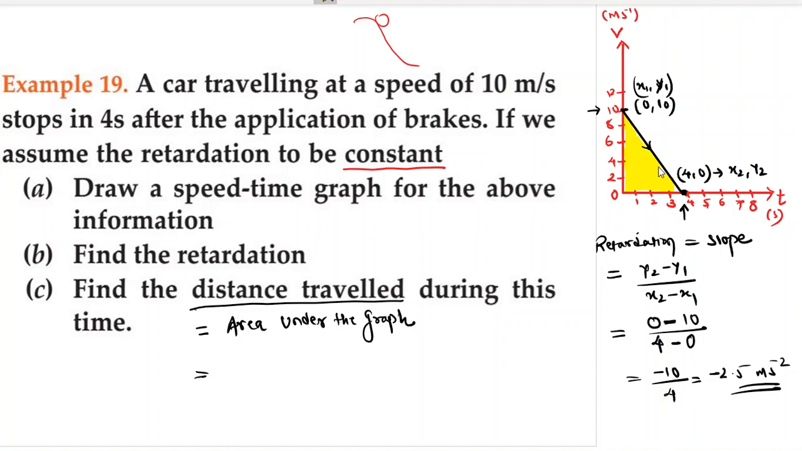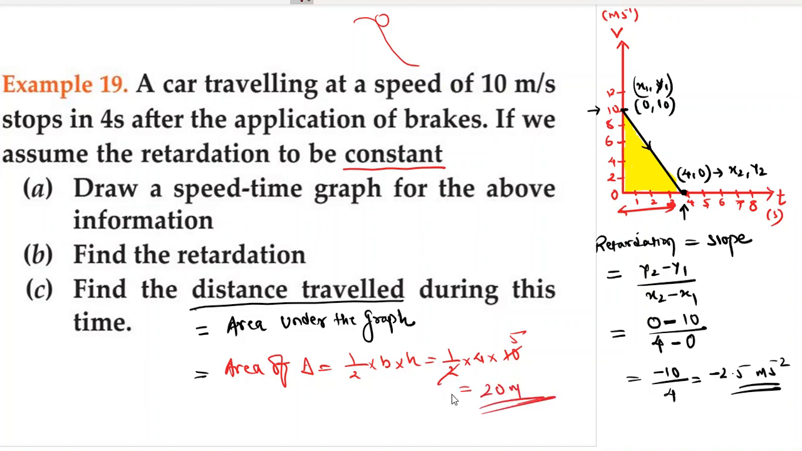You have to tell me what shape this looks like. What is the shape of this yellow portion? Tell me fast. The shape is like a triangle. So area of a triangle is half into base into height. What is the base here? Base is 4, right? And what is the height? 10. So 2 fives are 10, 4 fives are 20 meters. 20 meters is the distance traveled during this time.